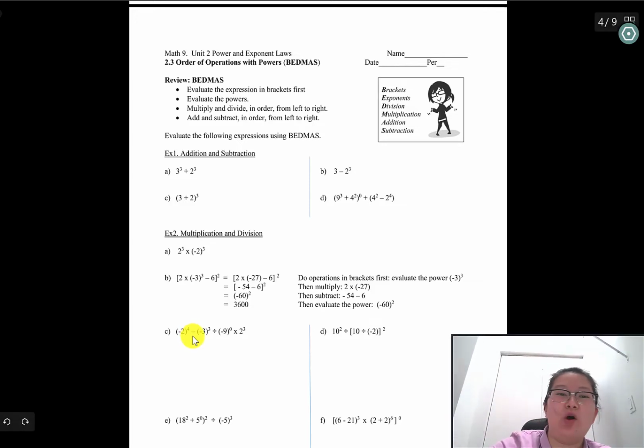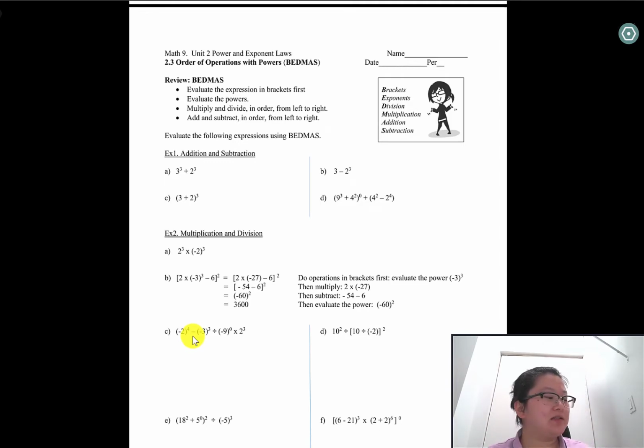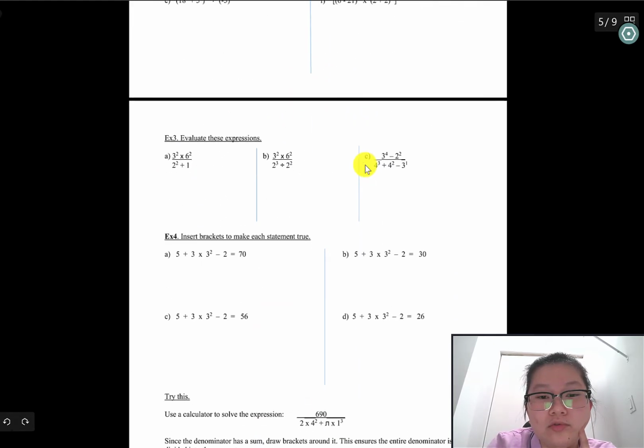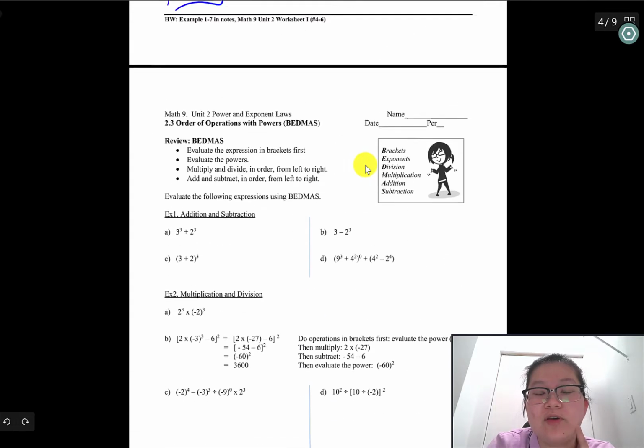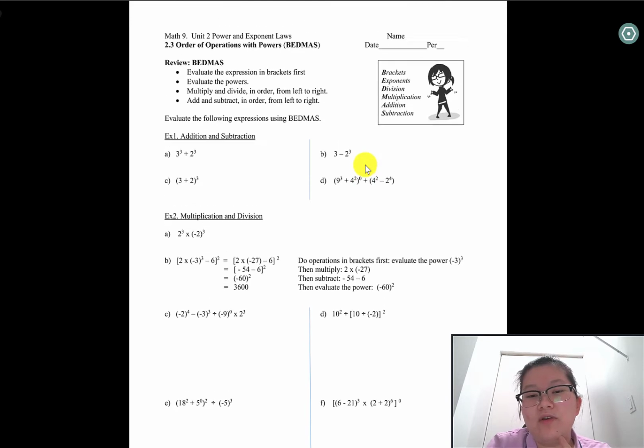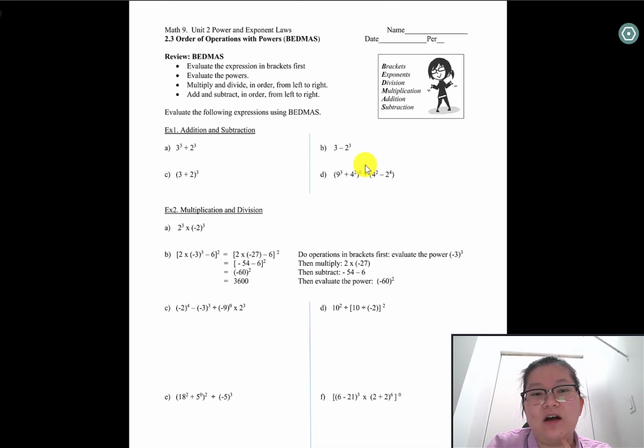In this video, we are going to do order of operations with powers. So this is section 2.3 of unit 2. So, let's begin. This video I may break down into 2 to 3 parts so that it's not very long. Maybe 3 parts to really be able to chunk it off.